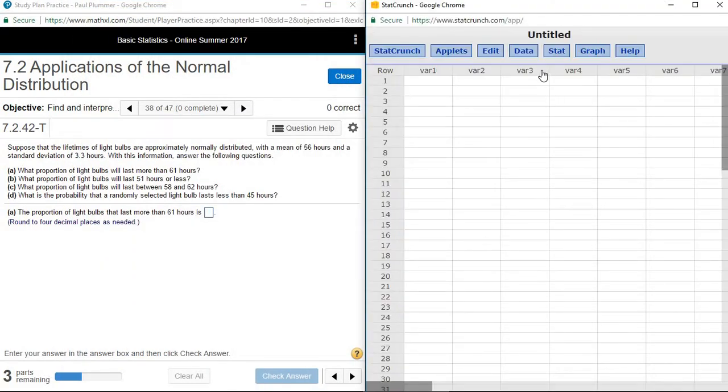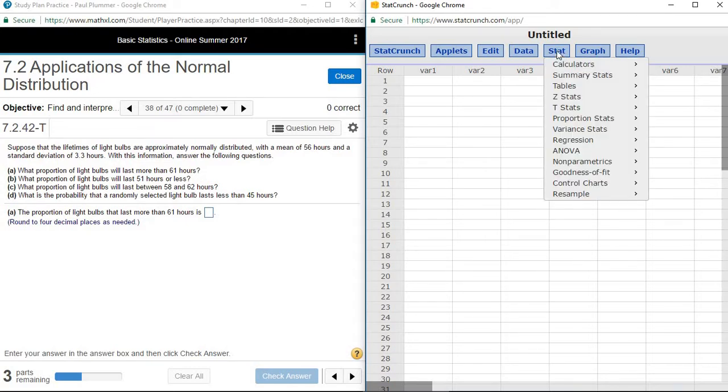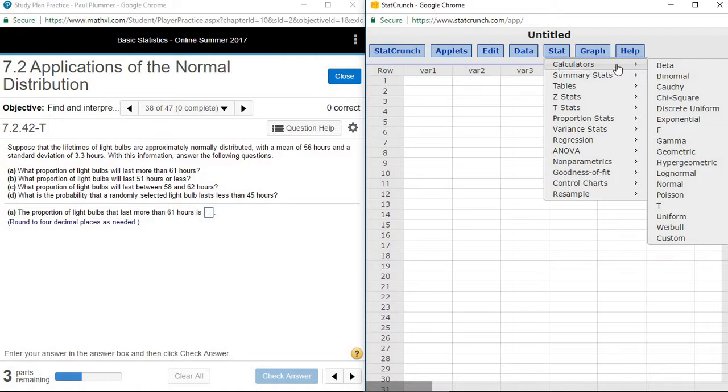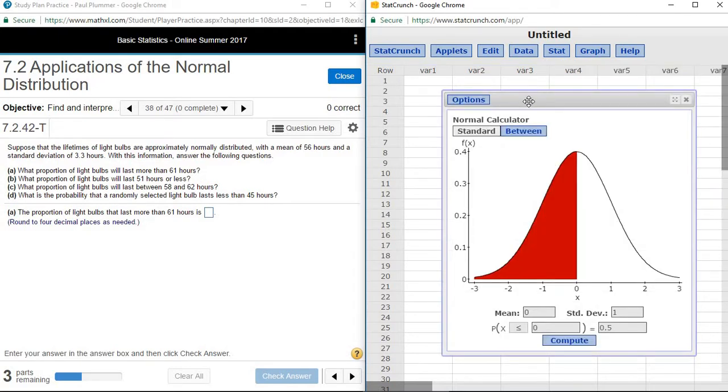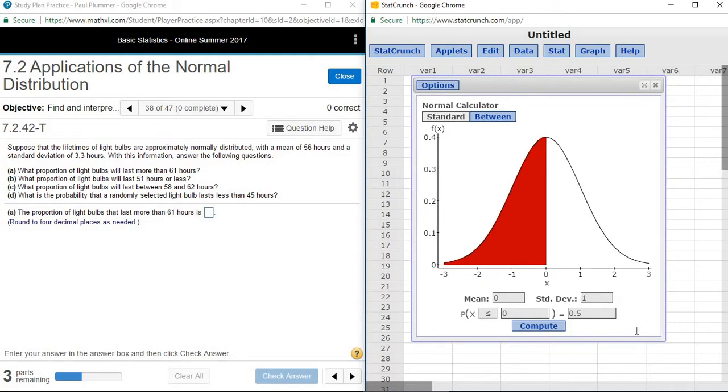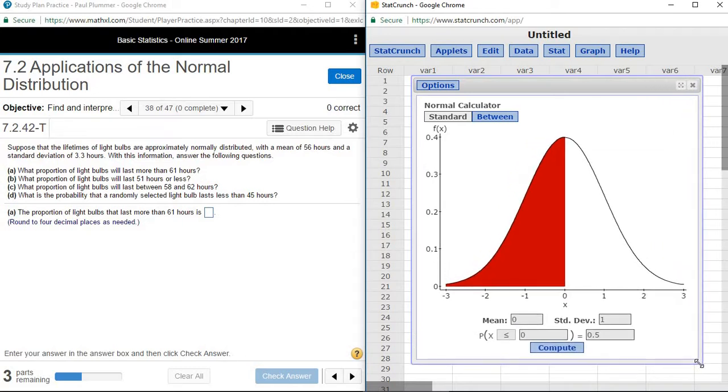And then the normal probability calculator can be found under Stat, Calculators, and then down to Normal. So this normal probability calculator is actually a friendly tool to use. It gives you a visual picture of the area under the normal curve, or the probability that you're calculating, and it's fairly easy to use.